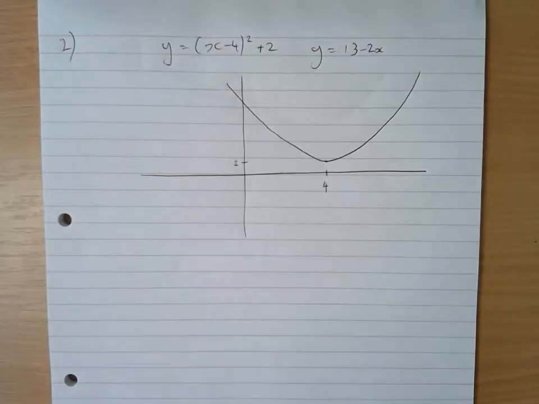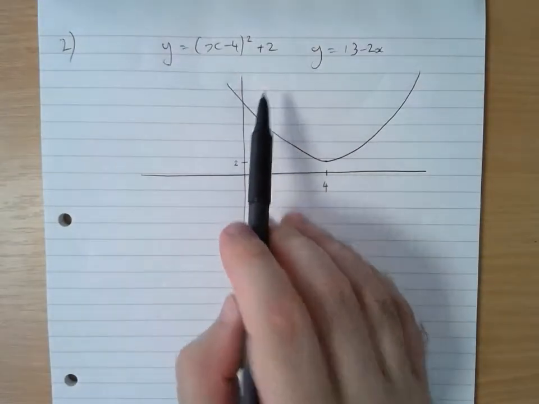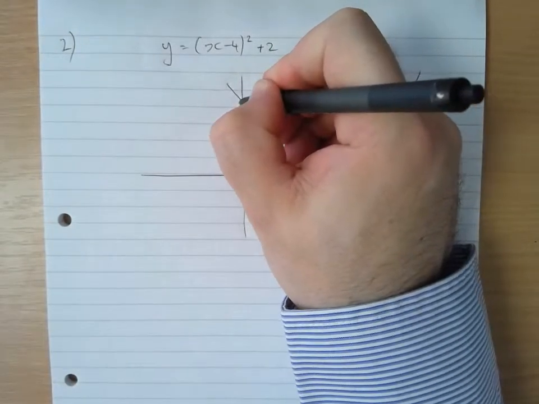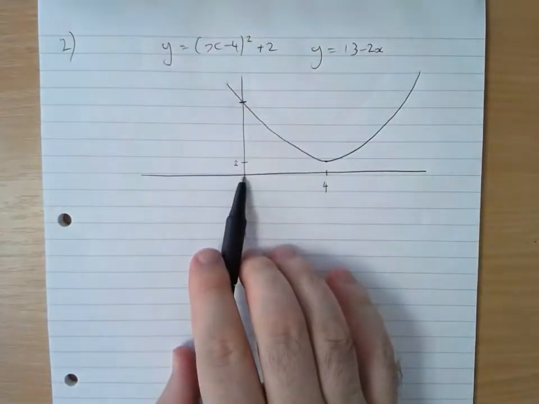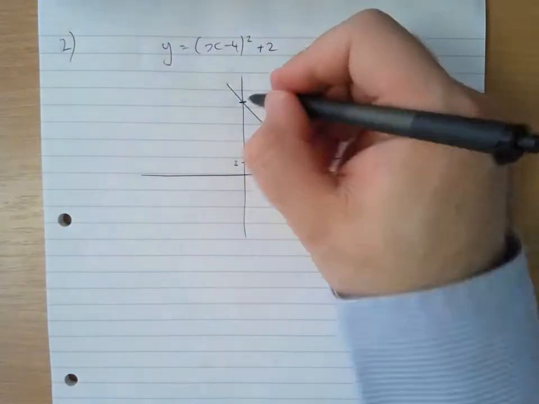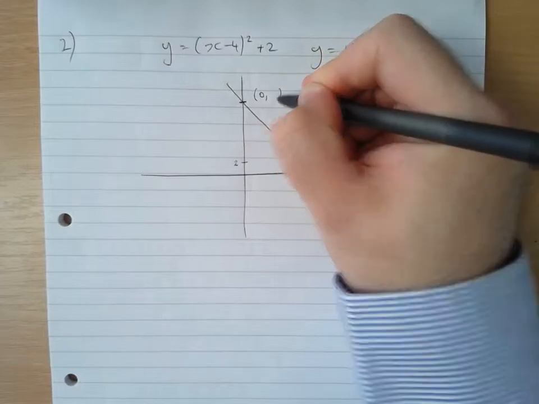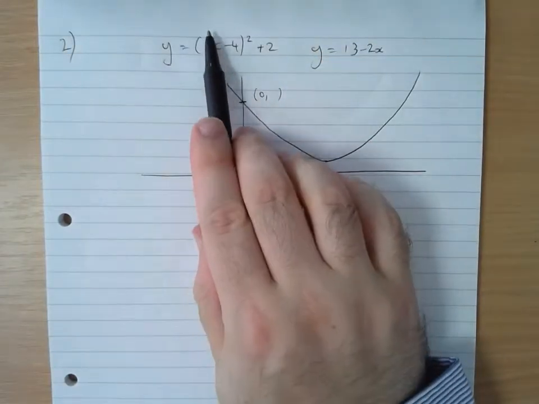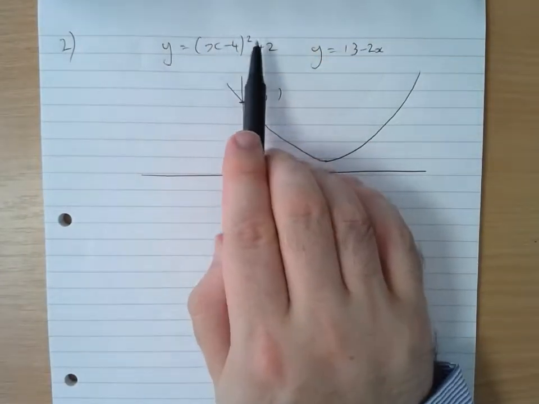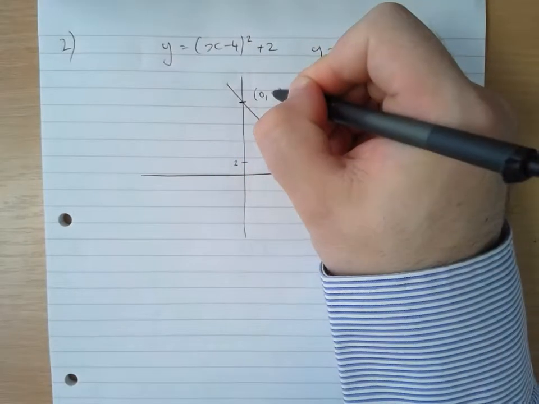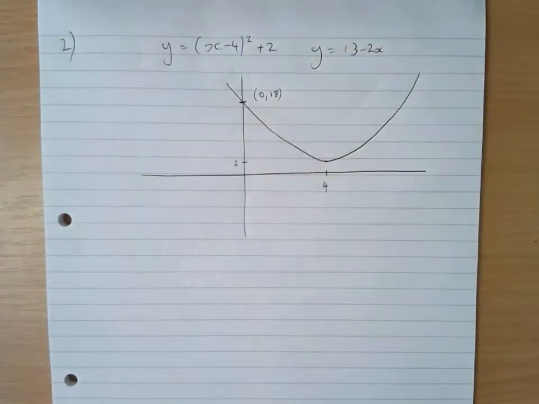We're asked to find the coordinates of intersection with the axes, so we need to find this one here. We do this because this has got an x coordinate of 0. By putting 0 in here, we get minus 4 times minus 4, which is 16, plus 2, which is 18. So we've got that point.